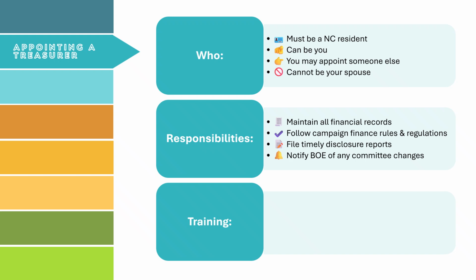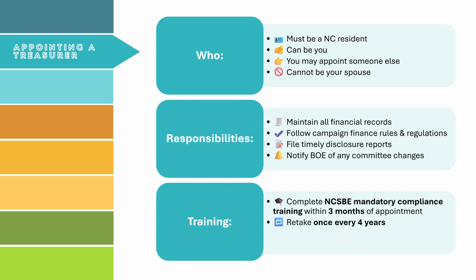Once appointed, there is an important next step to prepare for the role of treasurer. You or whoever you chose must receive mandatory compliance training from the NC State Board of Elections within 3 months of being appointed, and again once every 4 years, as long as the committee is active. Reports certified and submitted by a treasurer that has not received training within the 3-month window are subject to penalties. To sign up for training, treasurers must register on the State Board's website.